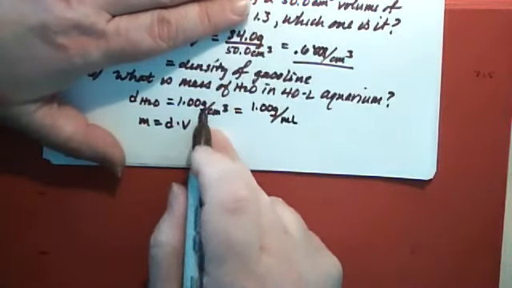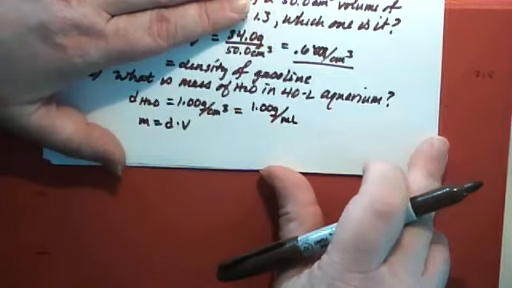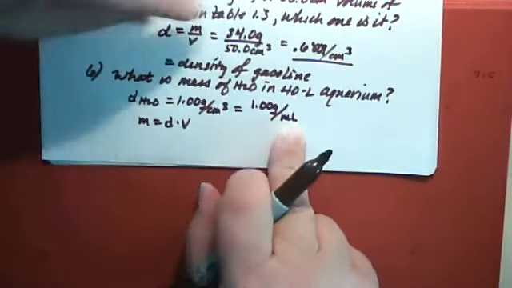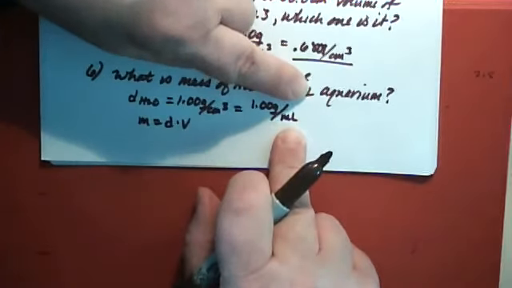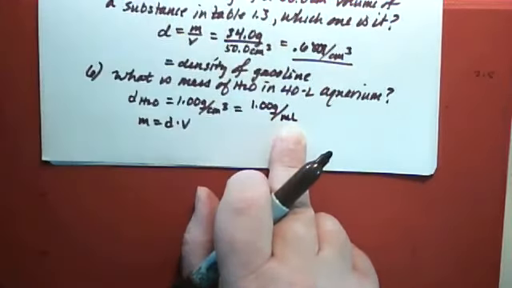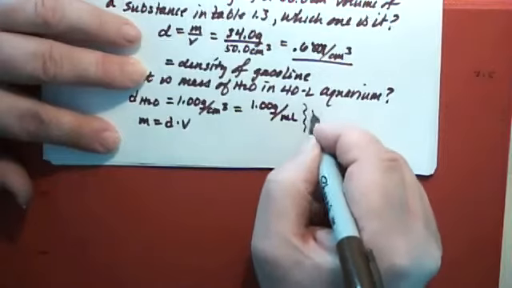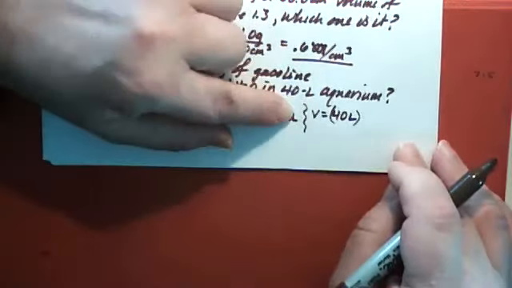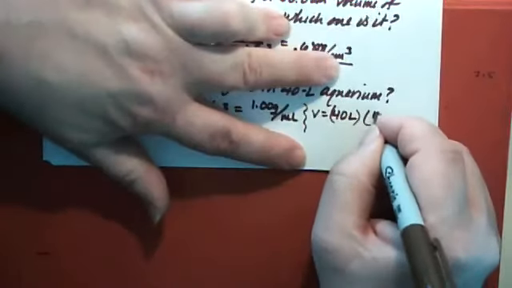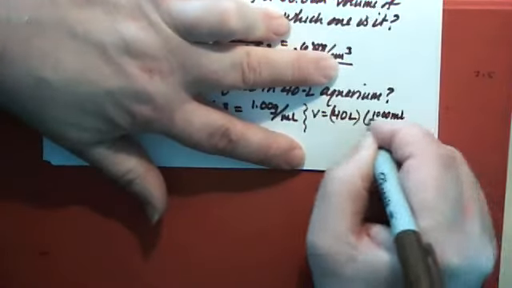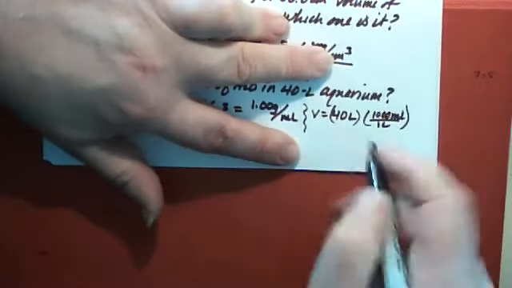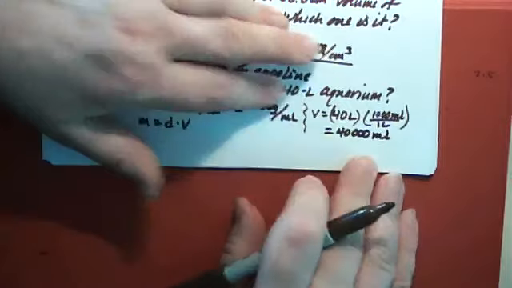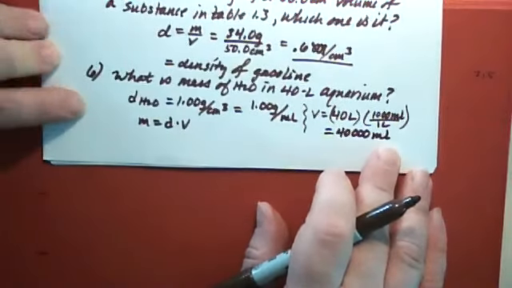So the density of water is 1 gram per cubic centimeter. It's also 1 gram per milliliter. And this makes it easier to convert the volume units because you have the volume of the aquarium in liters. Now all you have to do is change that to milliliters. So the volume of the aquarium is 40 liters, and there are 1,000 milliliters per liter. So that means the volume of the aquarium is 40,000 milliliters.